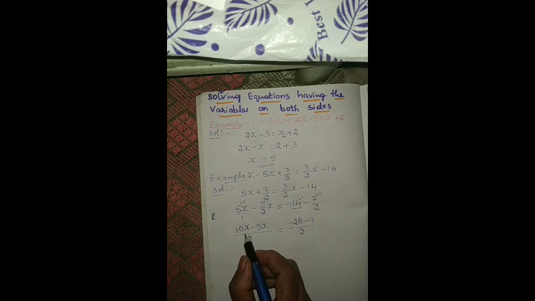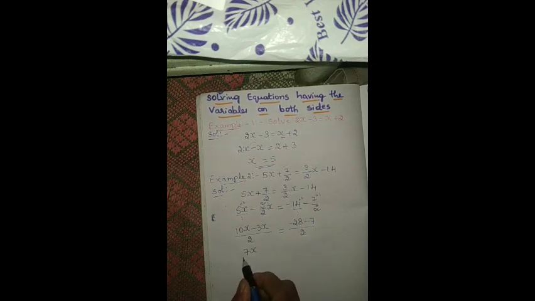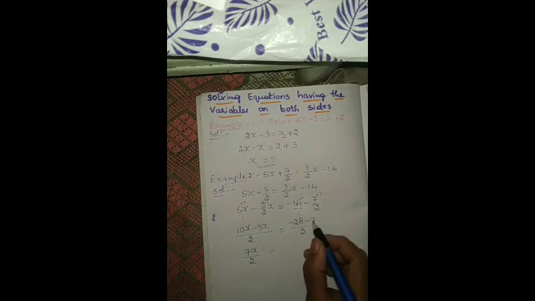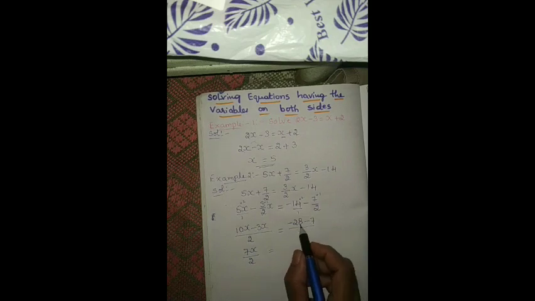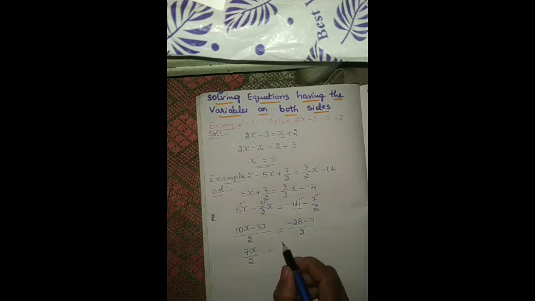Now come to LHS again. 10x minus 3x, 7x children, correct? Yes, divided by 2 is equal to minus 28 minus 7. Observe children here, both are having the same sign. So, addition, we have to add them. After adding 28 to 7, how much are we getting? 35. But the sign is minus, 35 divided by 2. Correct children? Yes.